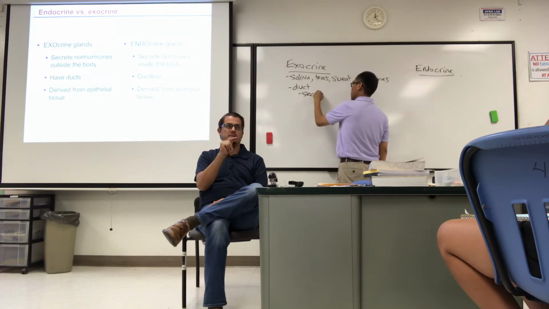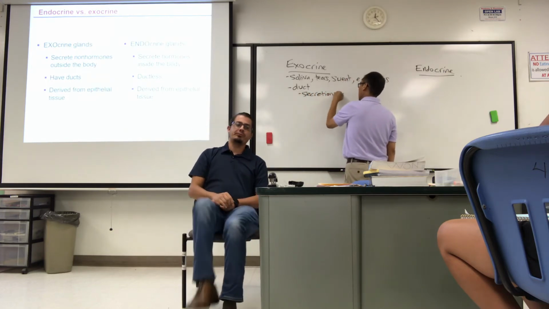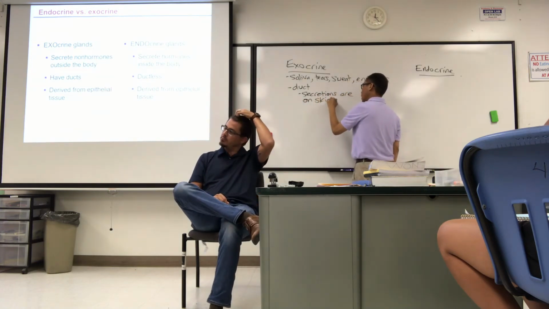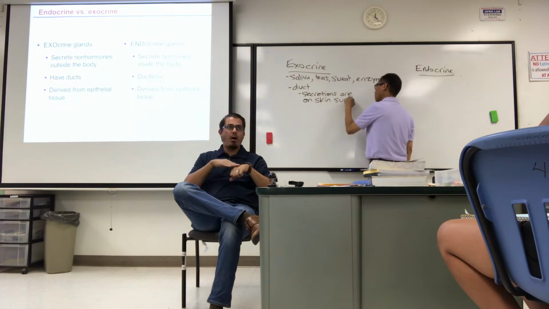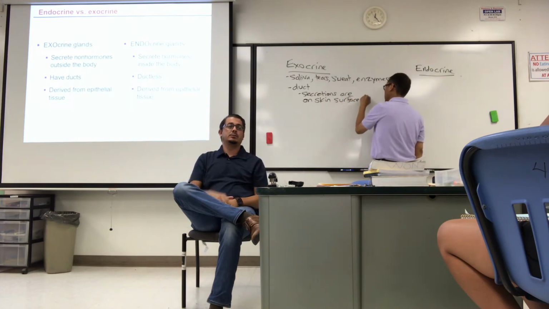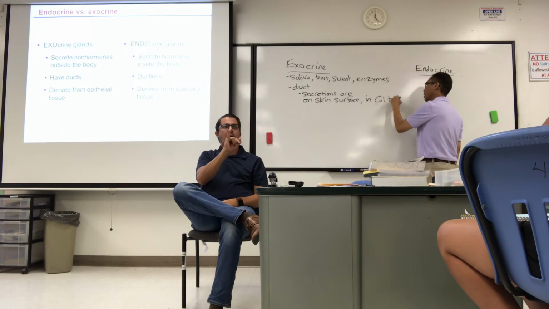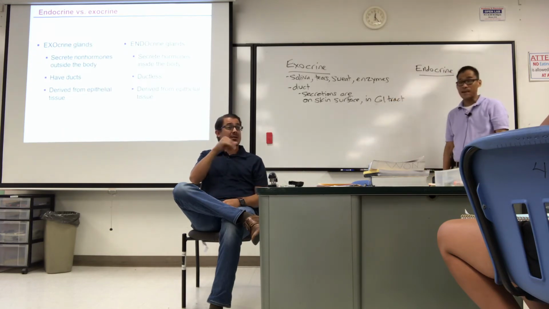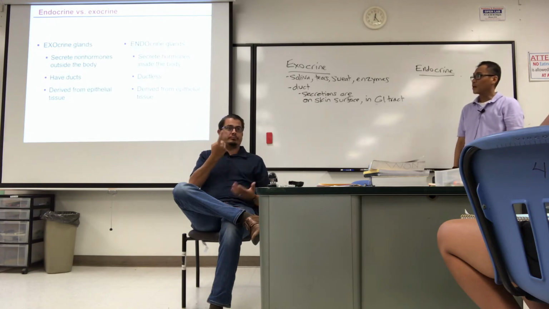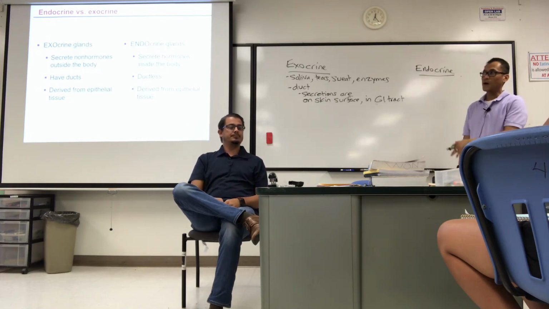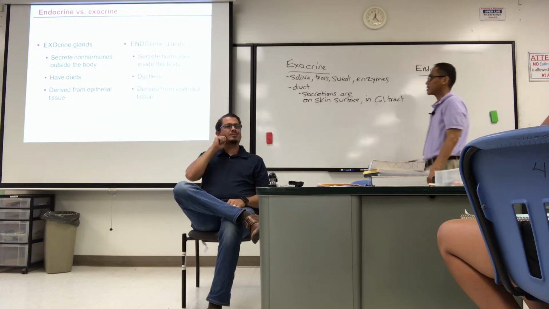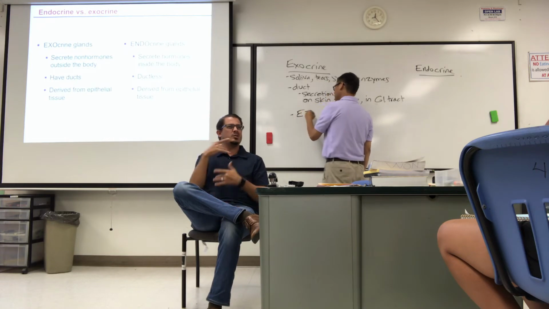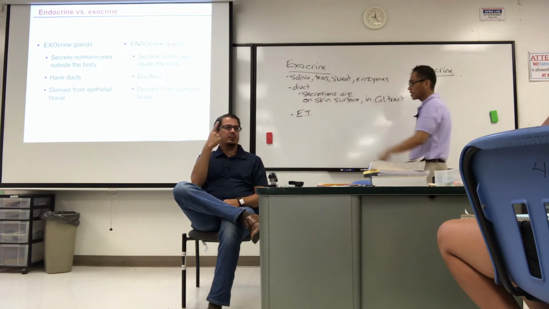Secretions are on skin surface or in GI tract. Inside the GI tract is considered outside the body because it may pass right through you. All right, so anyways, they're derived from epithelial cells. That's the tissue type. I usually abbreviate epithelial tissue, ET for short. You get used to that.